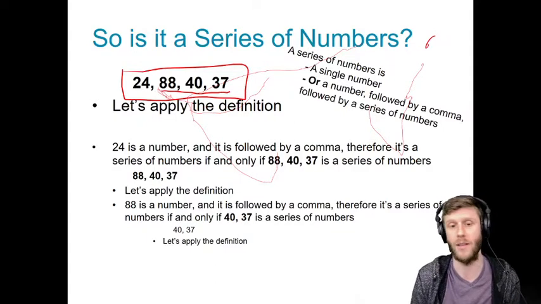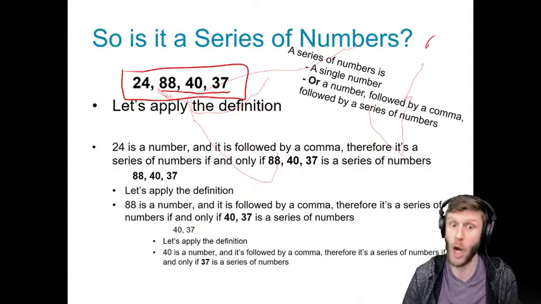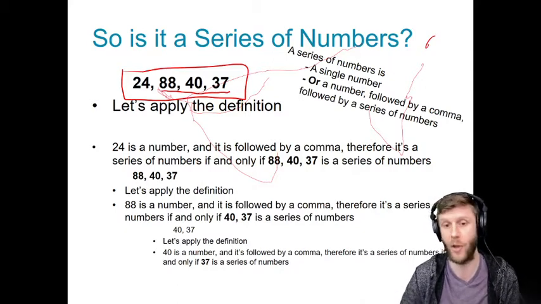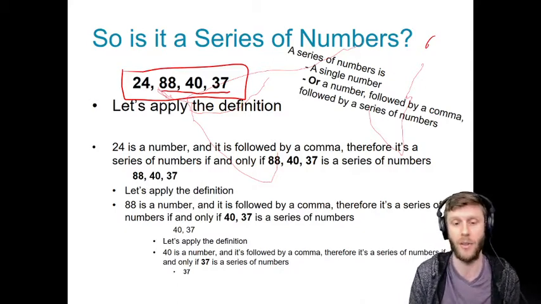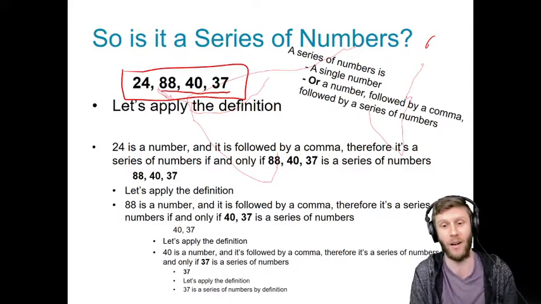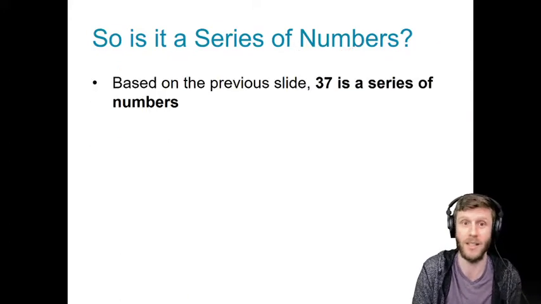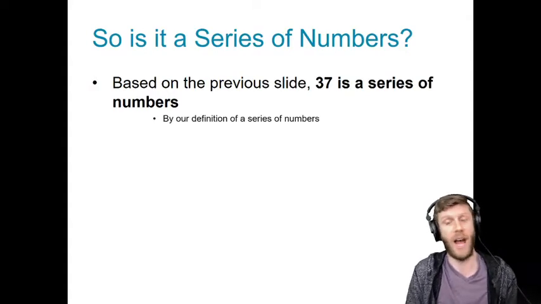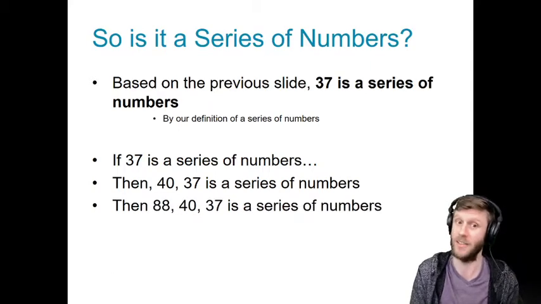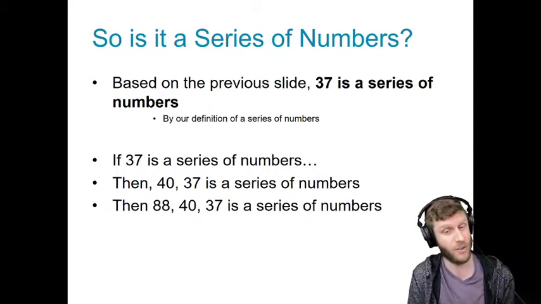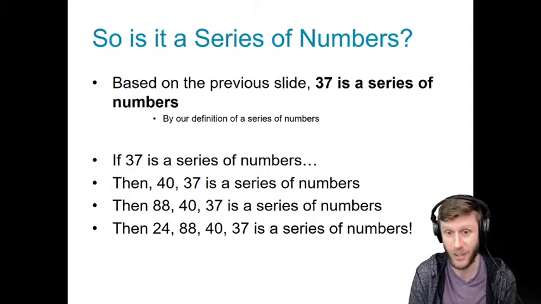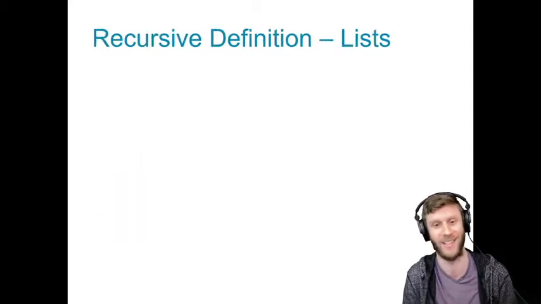Well, and then we have 40 and 37. Let's apply the definition. Well, 40, it's a number followed by a comma. So it's a series of numbers if 37 is a series of numbers. 37, apply the definition. 37 is a series of numbers because it's just a number. And if 37 is a series of numbers, then by our definition, 40, 37 is a series of numbers, and then 88, 40, 37 is also a series of numbers, which therefore means that 24, 88, 40, and 37 is, in fact, a series of numbers. Wow.